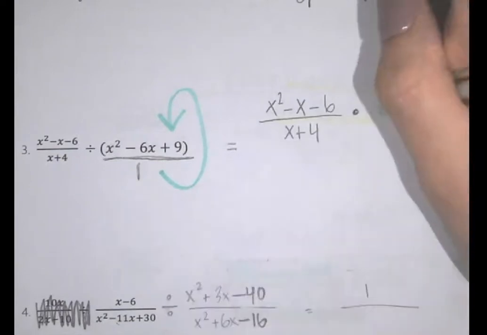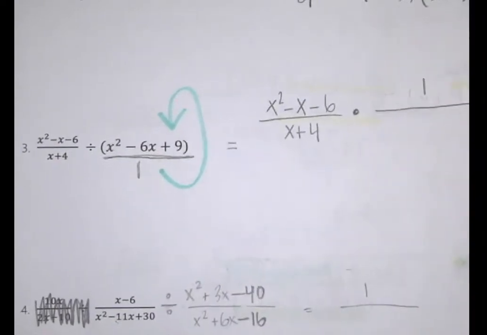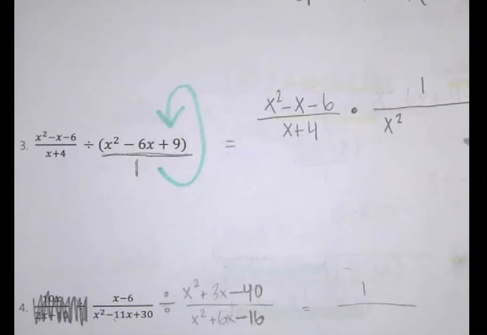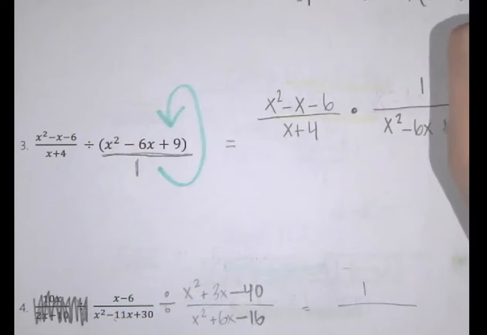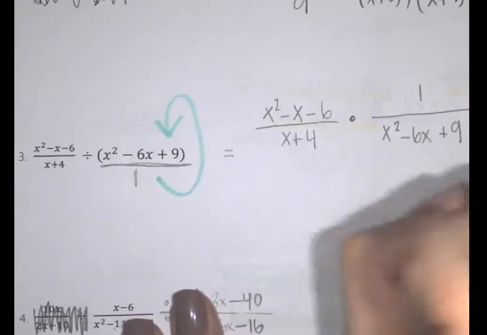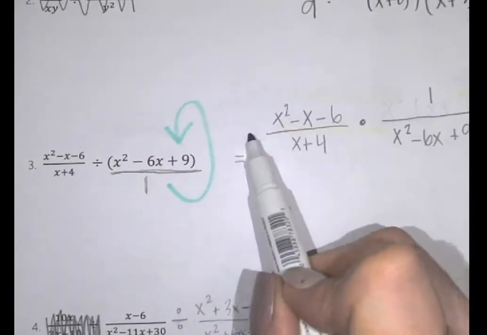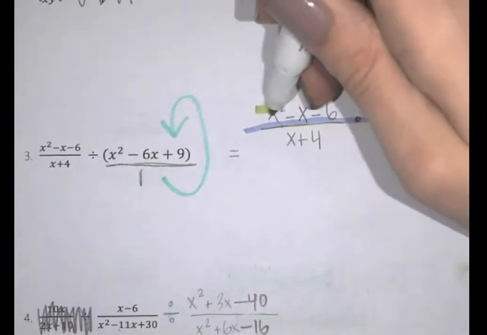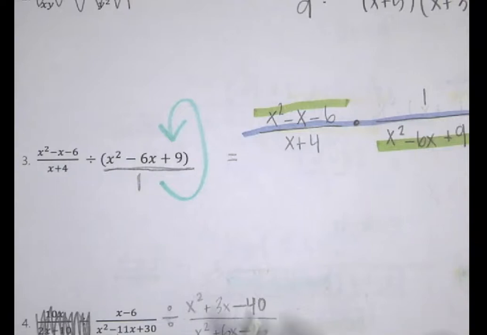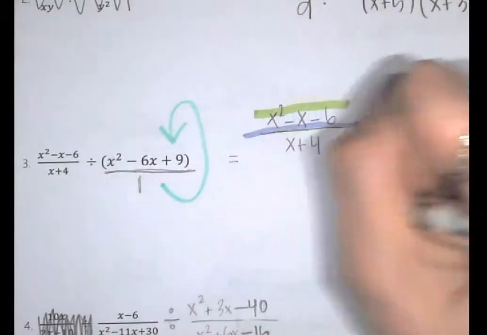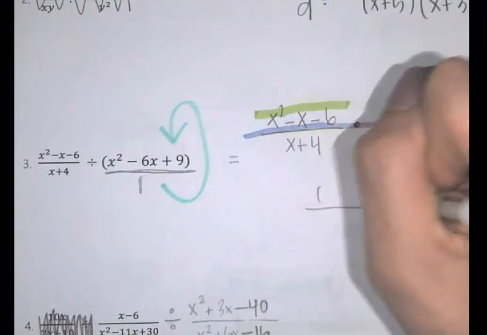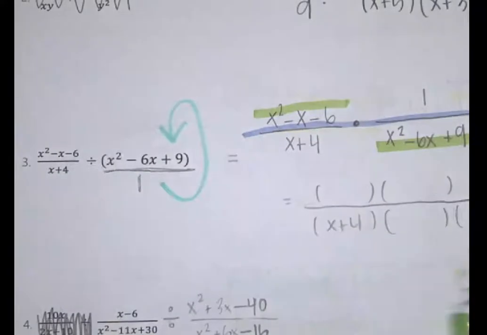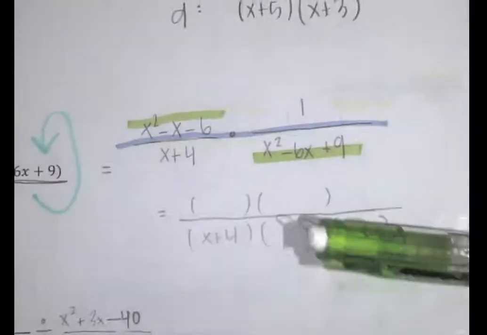Okay, really, we're multiplying by 1 over x squared minus 6x plus 9. We can change this to our big long fraction now and do the factoring that we need to do. So we need to factor the top left and the bottom right. So I'm going to rewrite the big long fraction line. When we're done, what we'll end up simplifying will look like this.